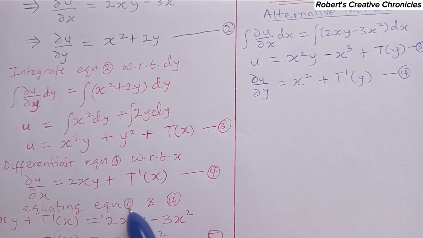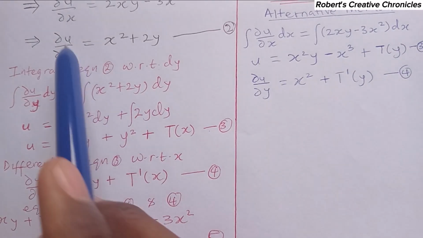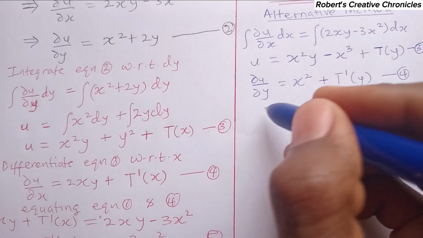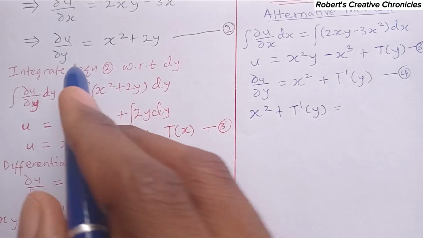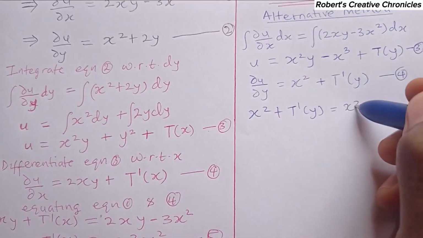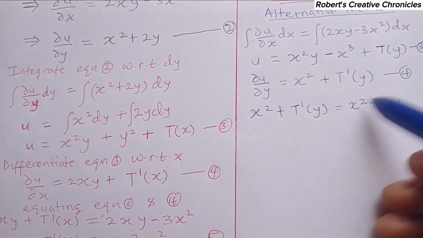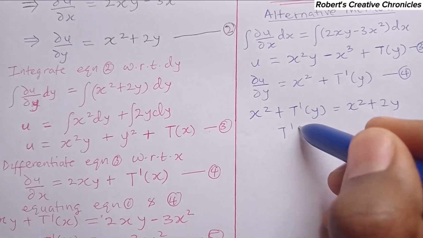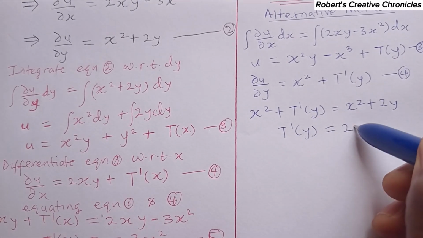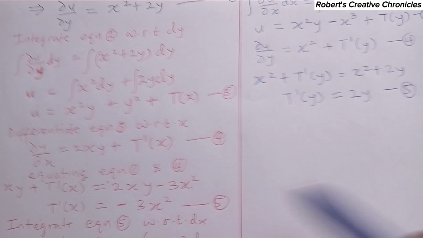Earlier we equated equation 1 and 4. Here we are going to equate equation 4 to 2 instead of 1. So now du dy, it will be x squared plus t prime y equals x squared plus 2y. This x squared and this x squared cancel, so it becomes t prime y equals 2y. So this becomes equation 5.